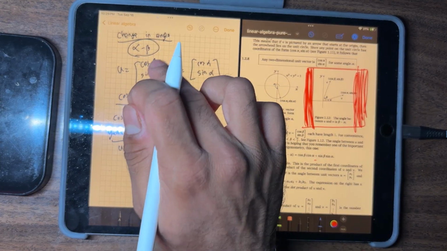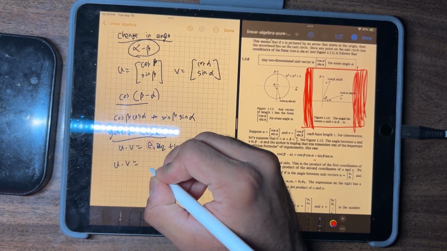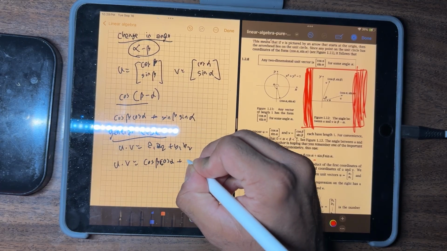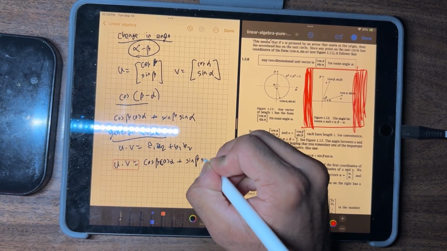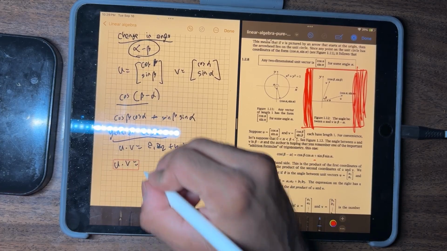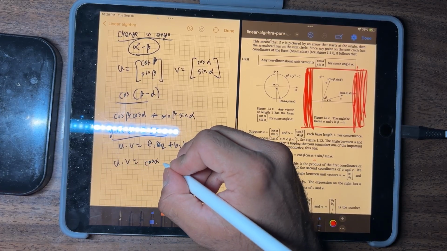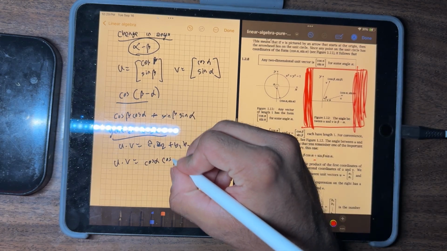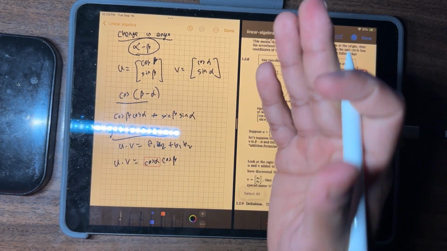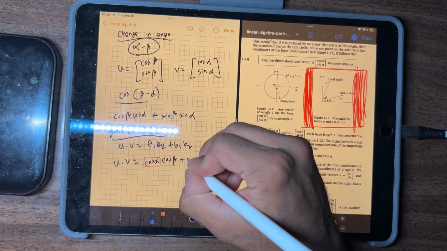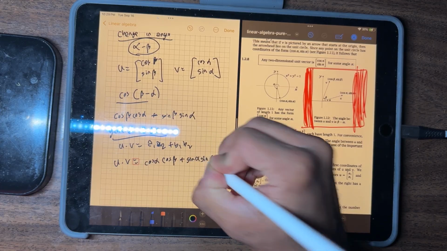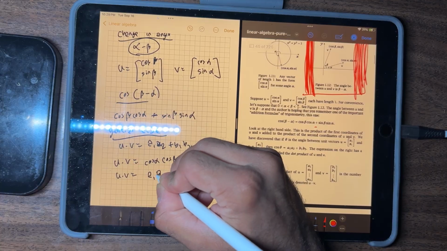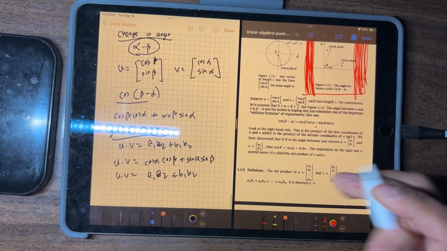So in this case, U times V would be cosine beta cosine alpha plus sine beta sine alpha. Actually, it will be cosine alpha cosine beta. However, whatever the case, it doesn't matter. So cosine alpha cosine beta plus sine alpha sine beta. In the general case, U times V would be A1 A2 plus B1 B2.